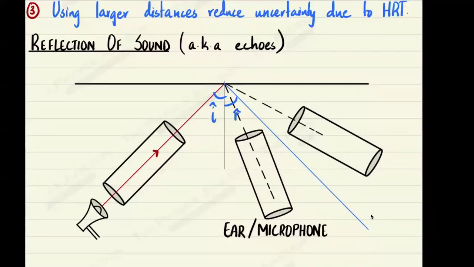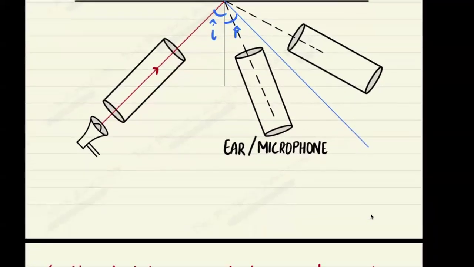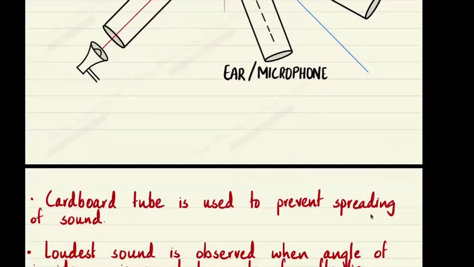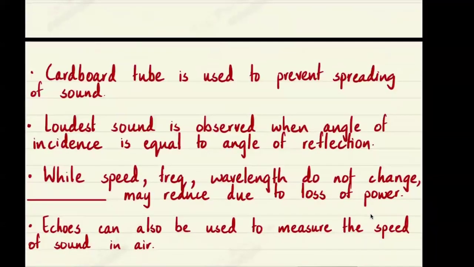So if you place your cylinder like this, and if this is where you position your ear, that's where you would expect to hear the loudest sound. So the cardboard tube is again used to prevent spreading. Loudest sound is observed when the angle of incidence is equal to the angle of reflection.